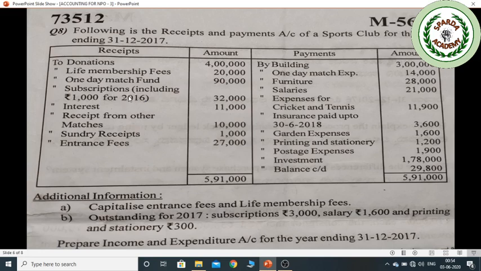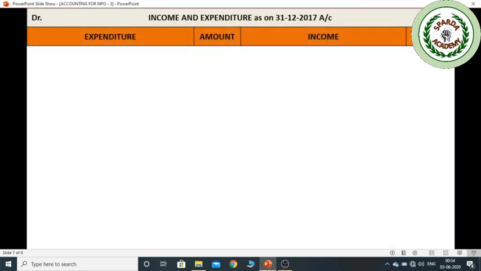See here, including 1000 of 2016. It is 32,000, but 1000 is of the previous year. And an adjustment is there, current year 3000 not received. Interest is there, it is a revenue item. Receipts from other matches. Other matches will be going on, so that is also regular information, so revenue item. Sundry receipts, revenue item. But entrance fees, they have mentioned capitalized entrance fees, so it must be treated as a capital item. From this information, we are going to prepare the income and expenditure account for the year 31st December 2017.